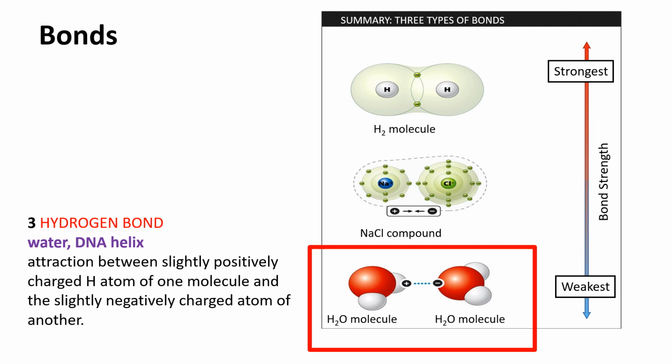Now, at the same time, the hydrogen has a partial positive charge. And so what happens with the hydrogen bond is you have the interaction, in this particular case, with two water molecules. It is the weakest of the three types of bonds. It is the weakest because it's only a partial attraction.